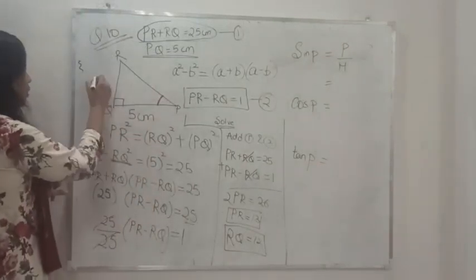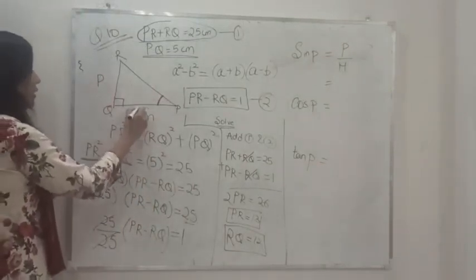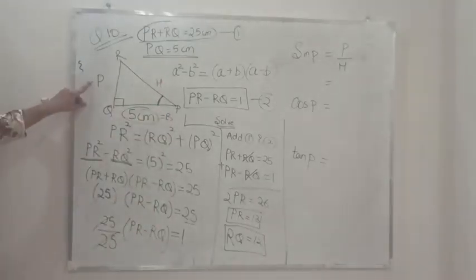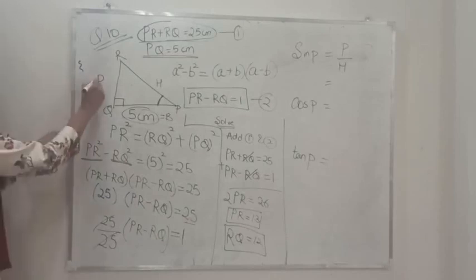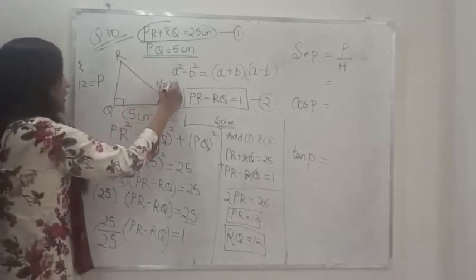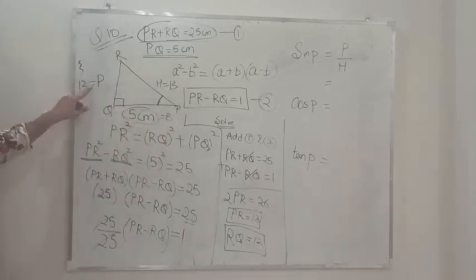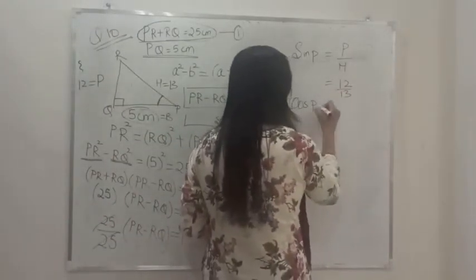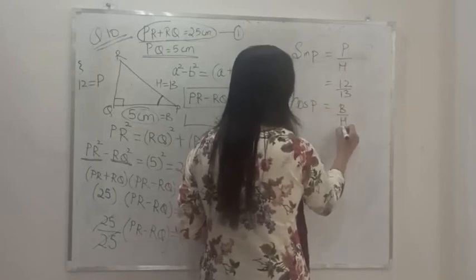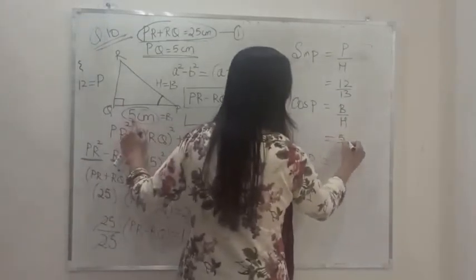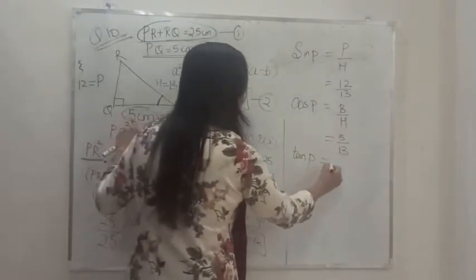The side opposite to angle P will be perpendicular. This is my base and this is my hypotenuse. Value of RQ is 12. It means P is 12 and value of PR is 13, that is H is 13. So sine P is 12 upon 13. Cos P is base upon hypotenuse. My base is 5, hypotenuse is 13. And tan P is perpendicular upon base.